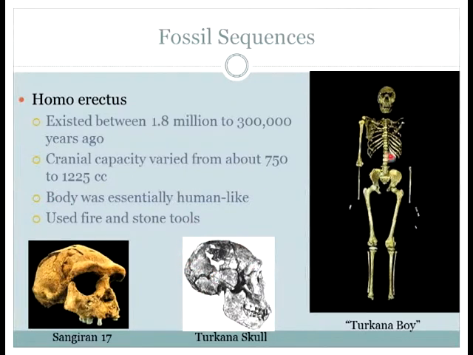The body, as you can see, is almost human-like, so we know it walked upright. Its skeleton, what we call the postcranial skeleton, that is under the head, is very much like a human's, only smaller. We have evidence that Homo erectus began using fire and also stone tools. Now, if you look at the erectus skull, it looks very similar to a Homo habilis skull. Very pronounced brow ridge, sloping forehead, only the skull is quite a bit bigger than Homo habilis, as we see here with the brain capacity.